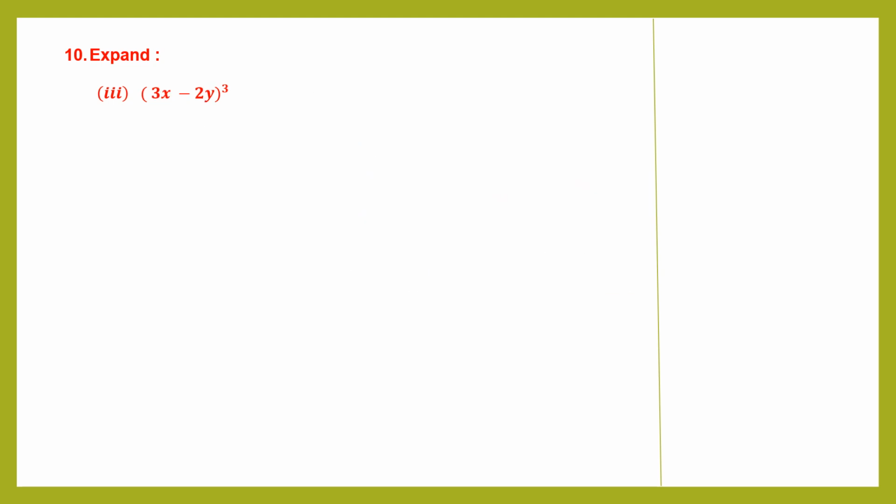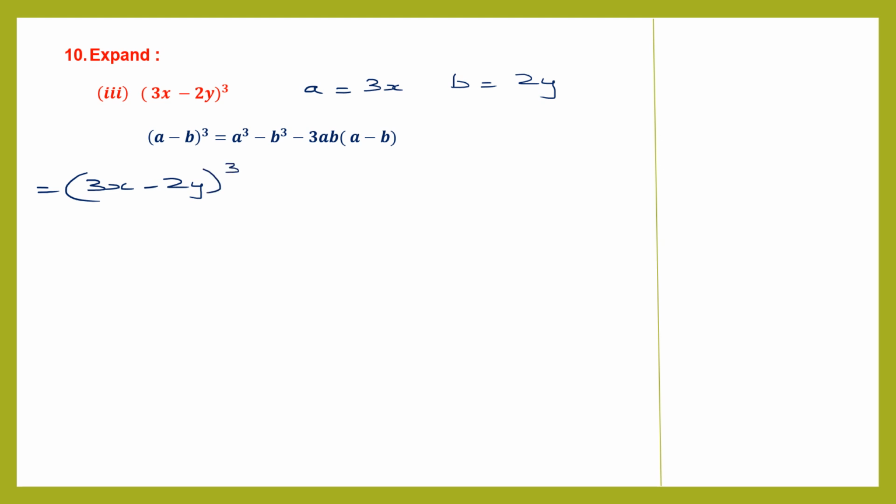Next is again a subtraction binomial here, which is raised to the power of 3. So for subtraction, the formula is this. And here what is A? A is 3x. And what is B? B is 2y. So let's write it down. So A is 3x and B is 2y. So here 3x minus 2y the whole cube is the same as a minus b the whole cube.